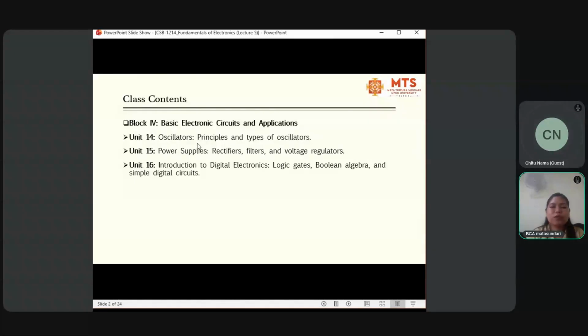Unit 14 will discuss oscillators, principle and types of oscillator. In unit 15, power supply, rectifiers, filters and voltage regulation. Unit 16, introduction to digital electronics, logic gates, Boolean algebra and simple digital circuits.